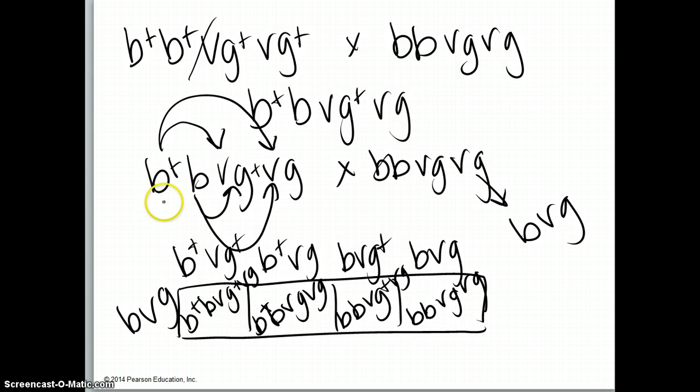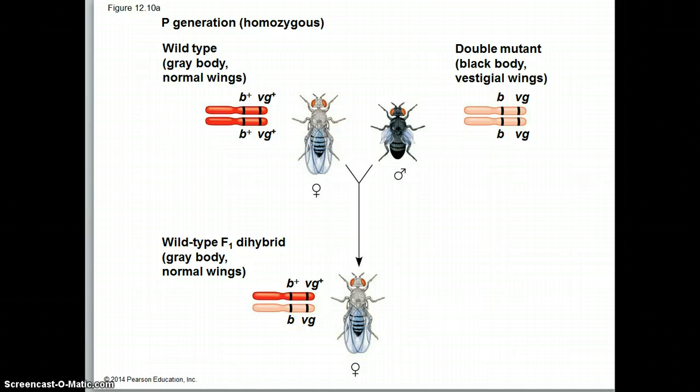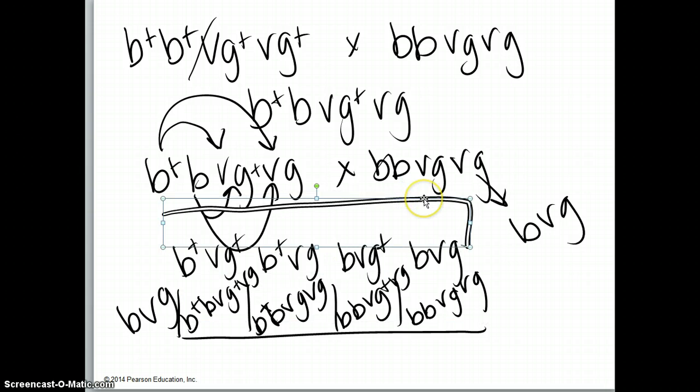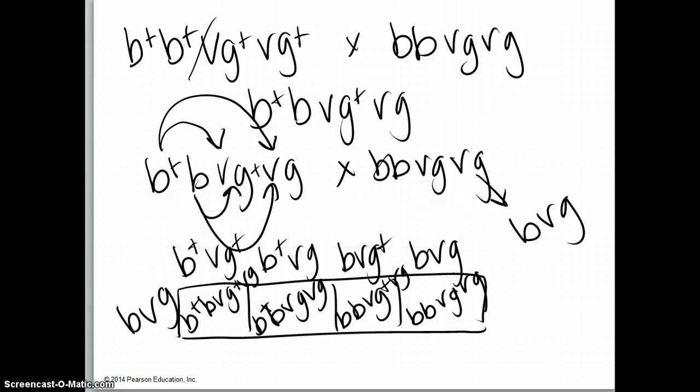because it looks just like a parent. Okay, it has a gray body and it has normal wings. Yeah, gray body, normal wings. And this individual has a gray body and vestigial wings. This individual has a black body, normal wings, and this is black and vestigial. So I have 2 parental types. This one looks like this parent, this one looks like this parent, and I have 2 recombinants that look a little bit different. Okay, they're different combinations.